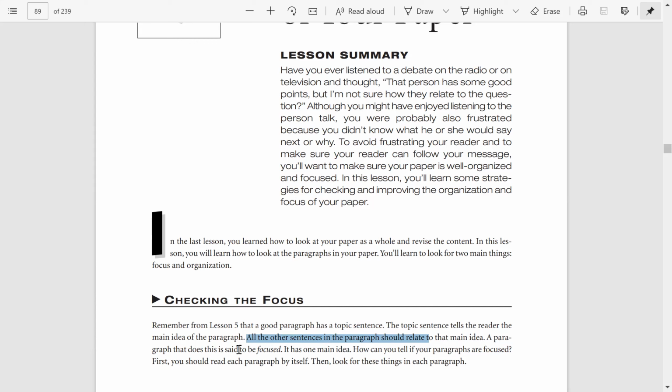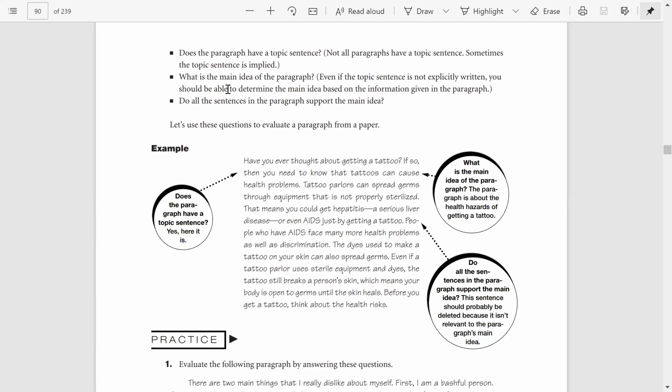Moreover, one paragraph has one idea, all right? So one main idea and the other supporting sentences are linked to that main idea. How can you tell if your paragraph is focused? First, you should read each paragraph by itself, then look for these things in each paragraph. What are those things which will make our paragraph focused and organized? These are the three main points which will tell the focus and organization of any paragraph.